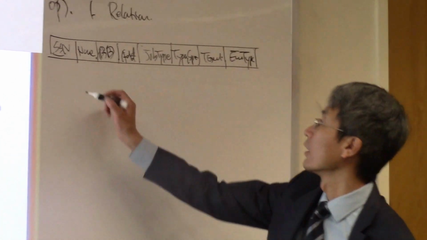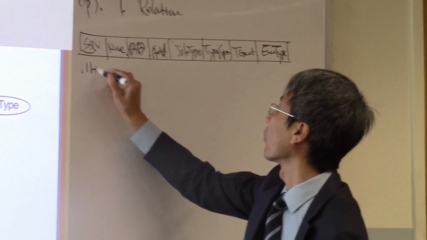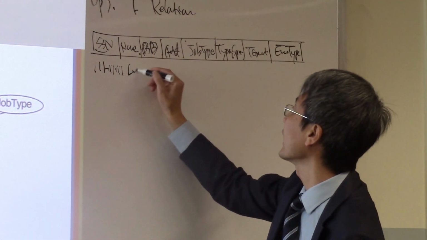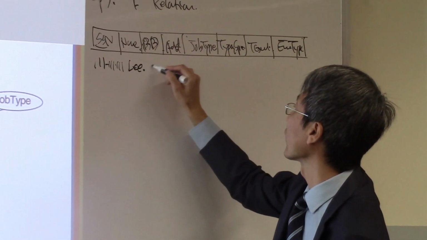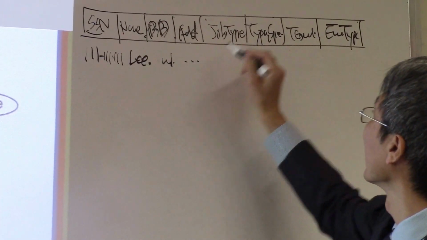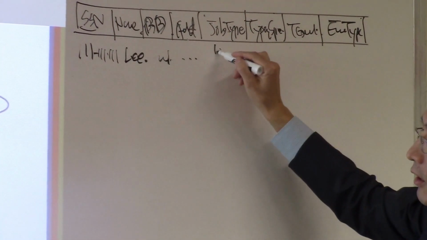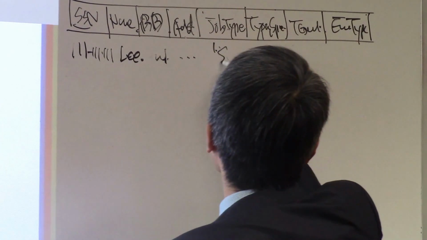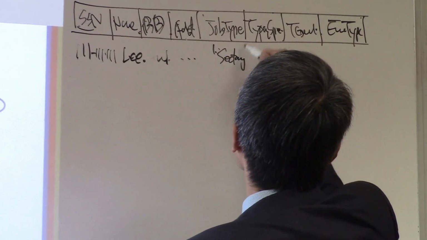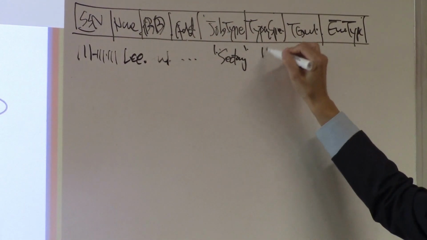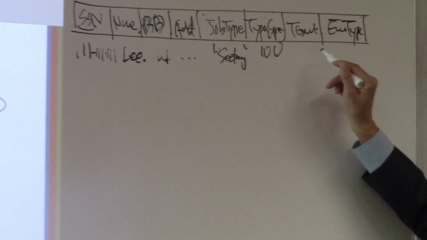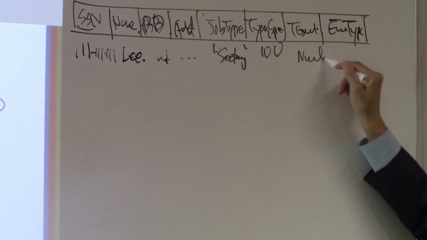Then, for example, SSN 111, name Lee, birth date January 1st, and address, and job type is secretary. Typing speed is 100 words per minute. What about the T grade? 9.